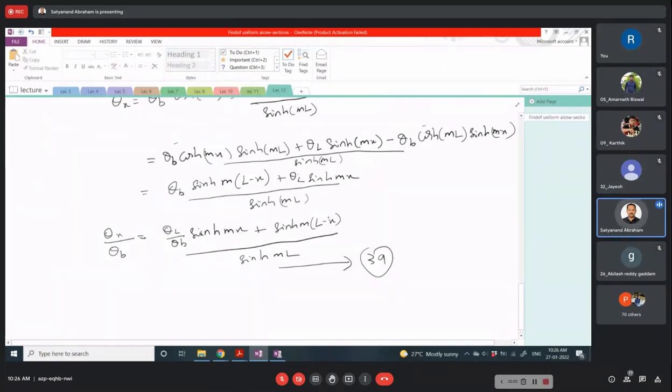we can see that this term is going to be 0. This is going to be theta L by theta b into sinh mL. So sinh mL top and bottom are going to get cancelled. So we get theta x by theta b is equal to theta L by theta b. Okay. So putting it back into the equation also gives you the same equation. So that is the temperature profile within this fin.